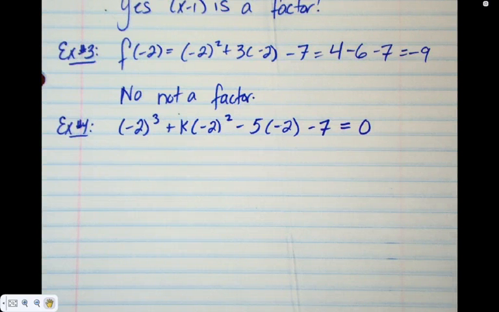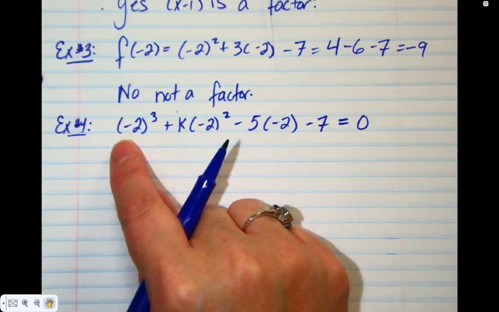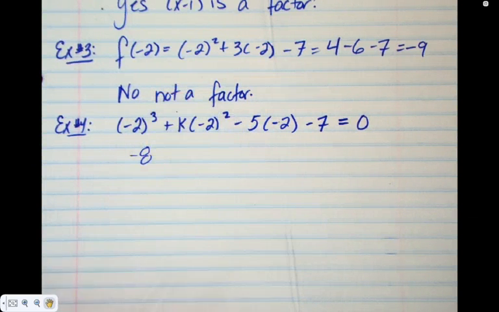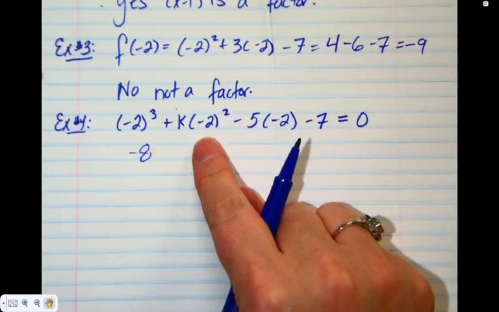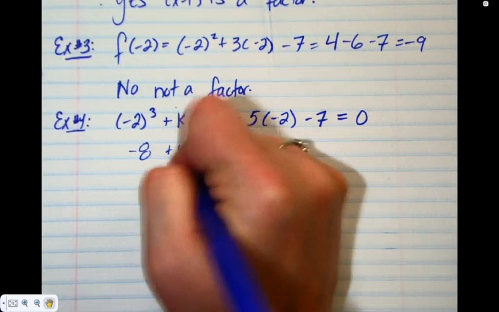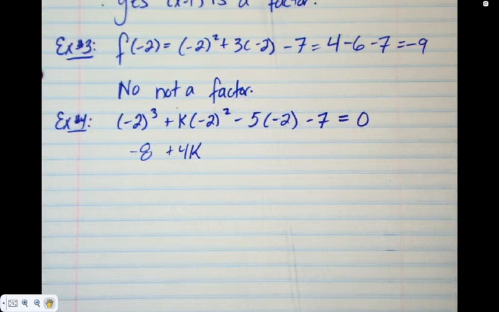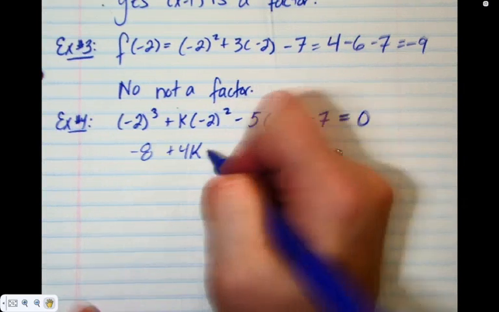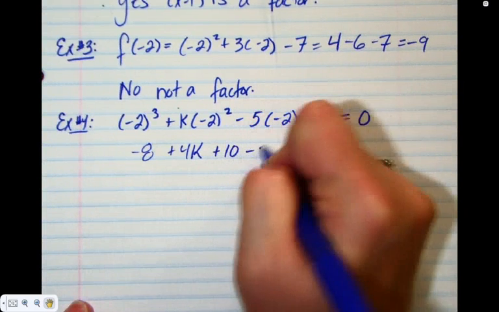Okay, what would you do first? Before getting k by itself, I would go to, somebody said it over there, exponents. We want to simplify it first, so let's do the 2 exponents. Negative 2 cubed, negative 8. Negative 2 squared, and then times k I'm going to write as 4k, because we would typically put the coefficient first. Negative 5 times negative 2. And then that negative 7.